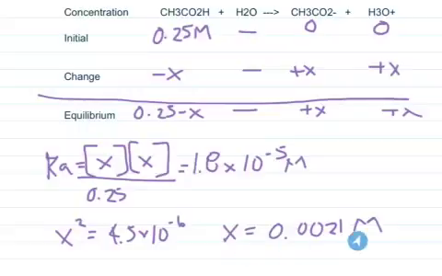Now, we're going to say this X is our H3O plus because we're looking for the pH. It's also our conjugate base. So let's solve for pH. So pH is going to equal the negative log of our hydronium, which is 0.0021, and we get 2.67. The sig figs is 2 sig figs, so we need 2 sig figs after the decimal point.